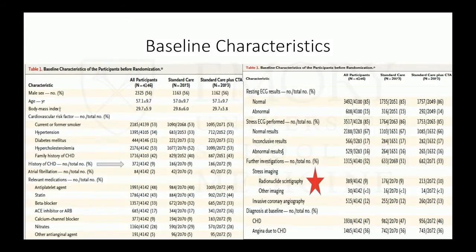A couple of important points to take home here. I don't entirely think this is representative of the population in the US, largely because the amount of stress imaging that patients underwent was extremely low. So really it's a comparison of CCTA to exercise EKG and standard of care. Again, there were no significant differences otherwise in the CTA versus the standard of care cohort.